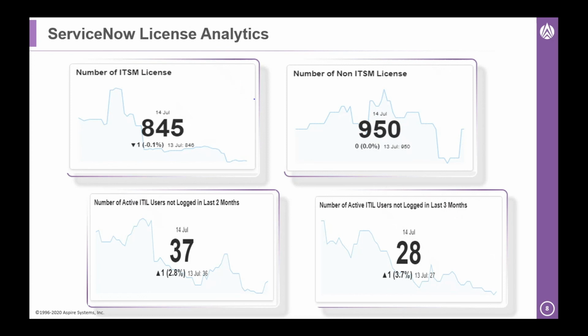So now, what are the other steps? This is pretty much straightforward. From the last login session, we know that this user has not logged into the instance for quite some time. But what are the other steps? How far can we go to find out whether these licenses are utilized properly?